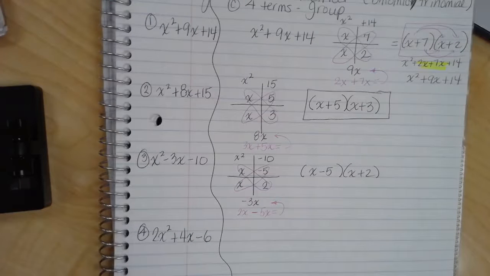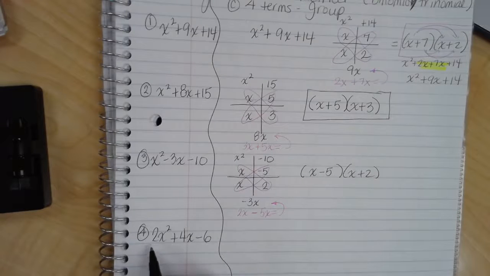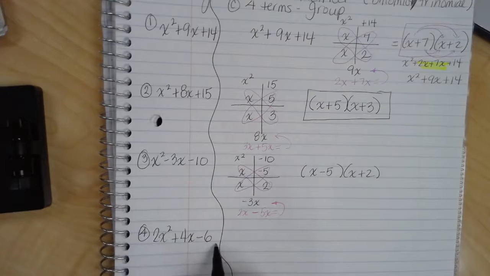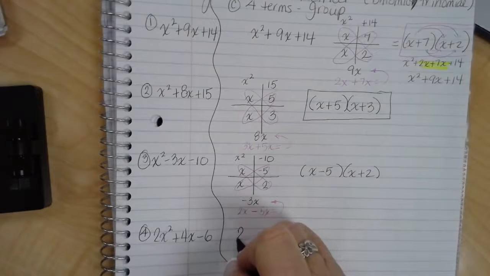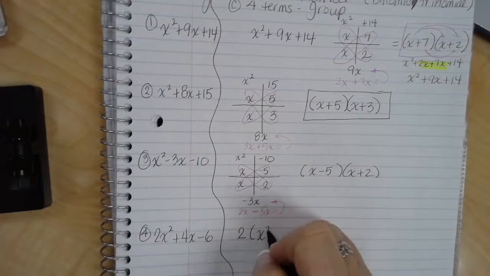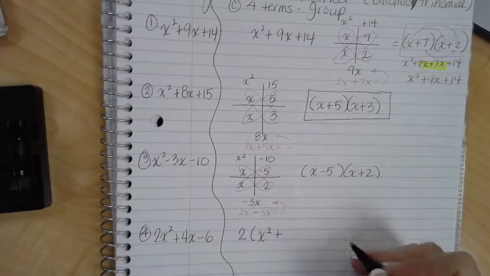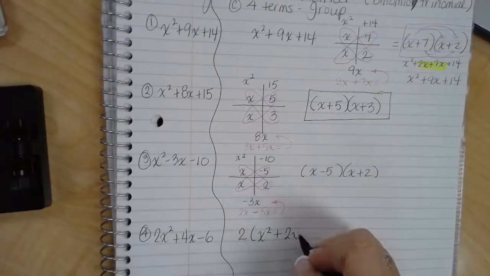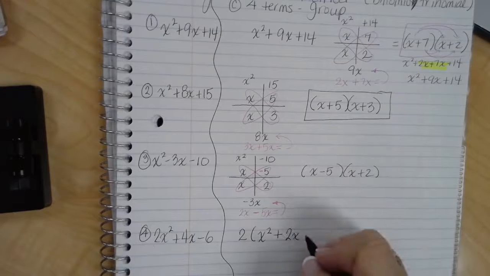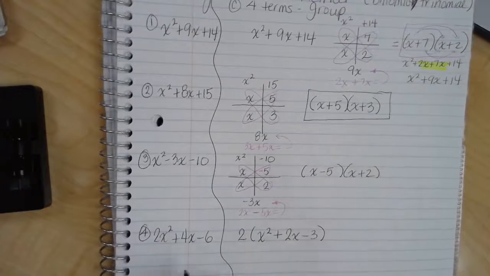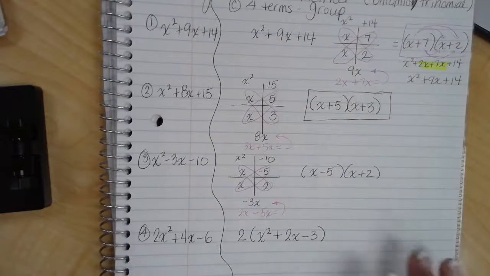Now, before I do my t-chart for this, the very first thing I'm going to look for, which we didn't need to do just yet because there wasn't one, is: is there a GCF? Is there something that goes into all of those? And yes, there is. The number 2 can divide into all of those. So I'm going to factor out that 2. 2x squared divided by 2 is left with x squared. 4x divided by 2 is 2x. Negative 6 divided by 2 is negative 3. And I just factored out my GCF.